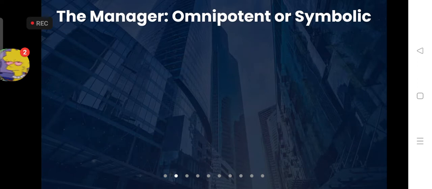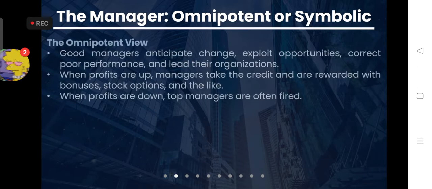So, next slide, please. In an omnipotent view, the differences in an organization's performance are assumed to be due to decisions and actions of its managers. And managers are directly responsible if anything happens in an organization. Also, in an omnipotent view, the good managers anticipate change, exploit opportunity, correct poor performance, and lead their organizations. When profits are up, managers take the credit and are rewarded with bonuses, stock options, and the like.